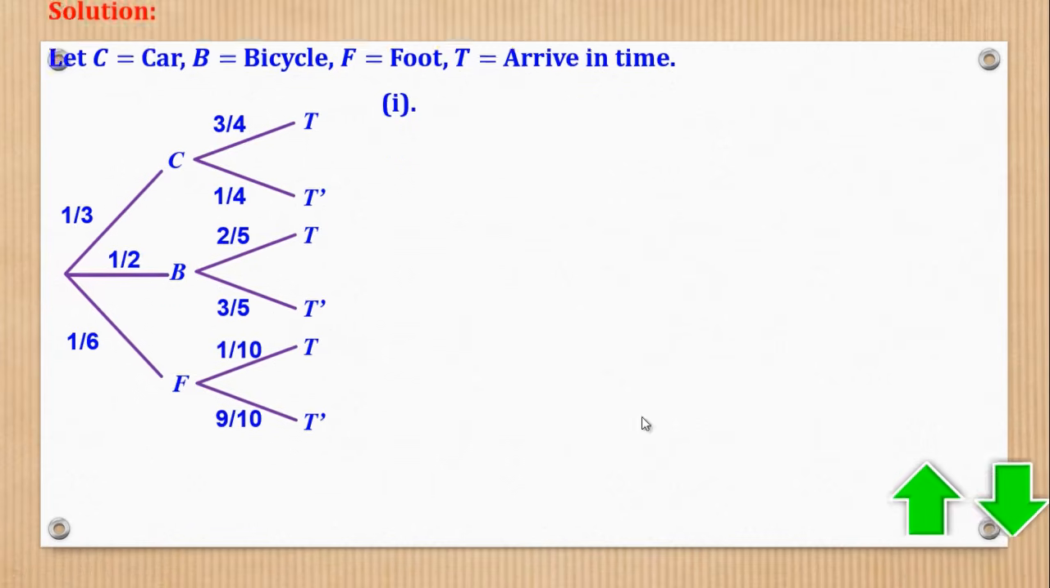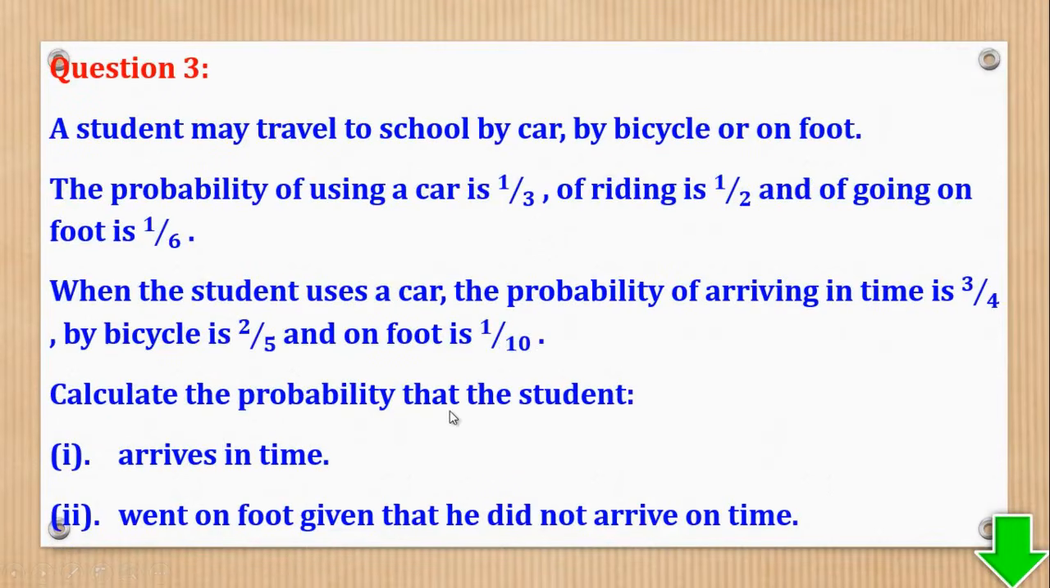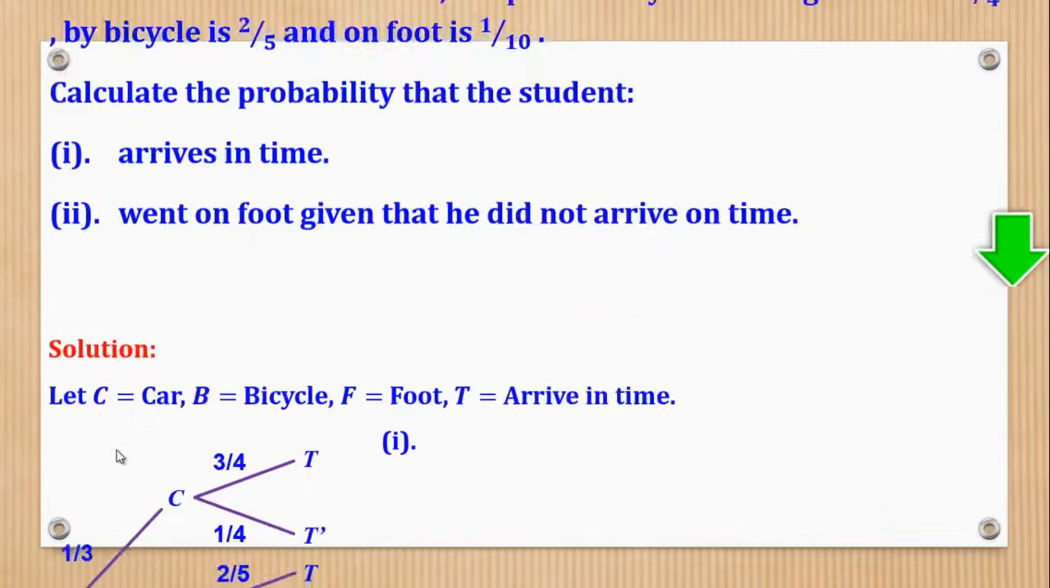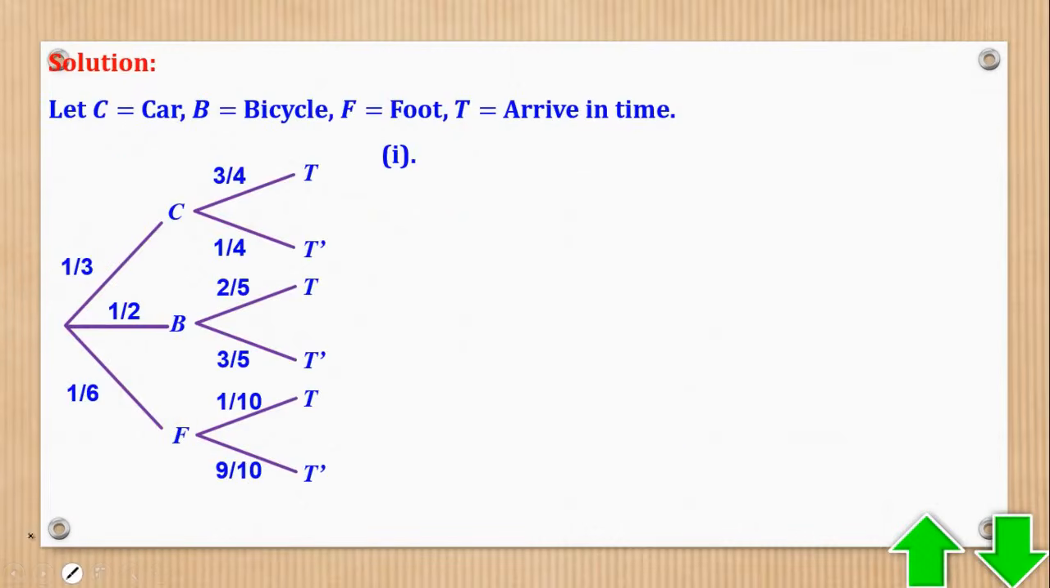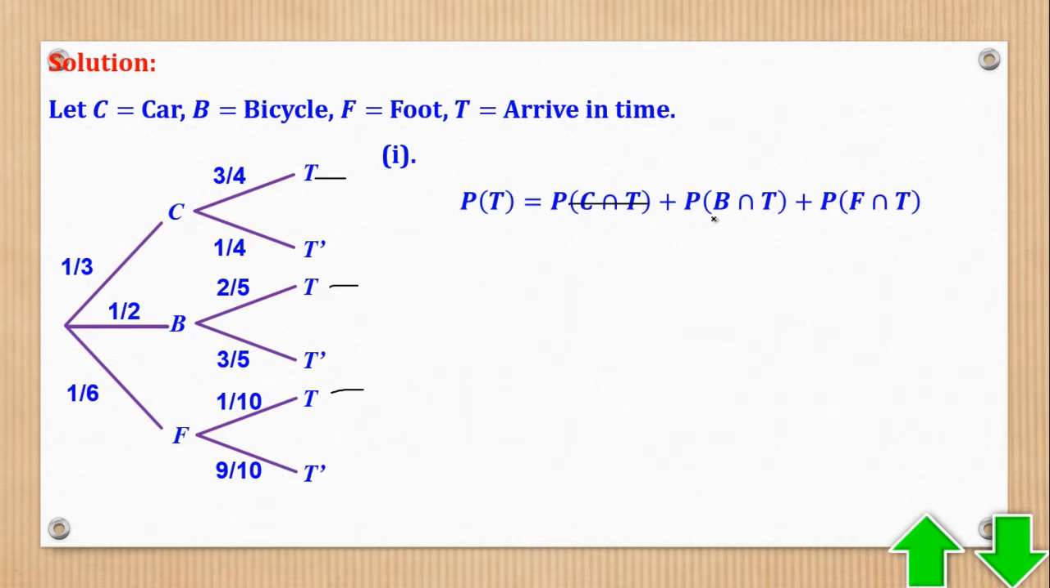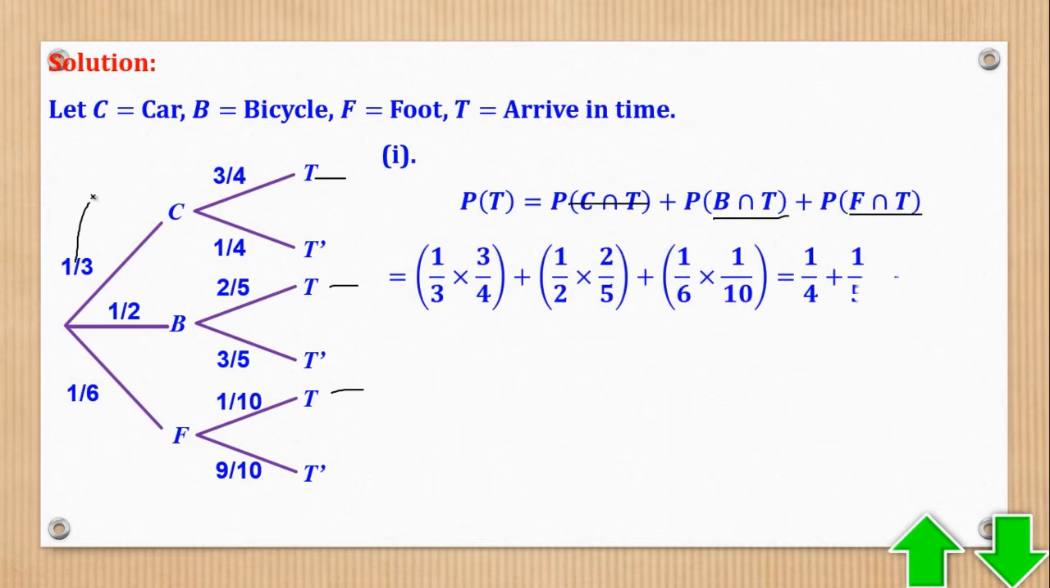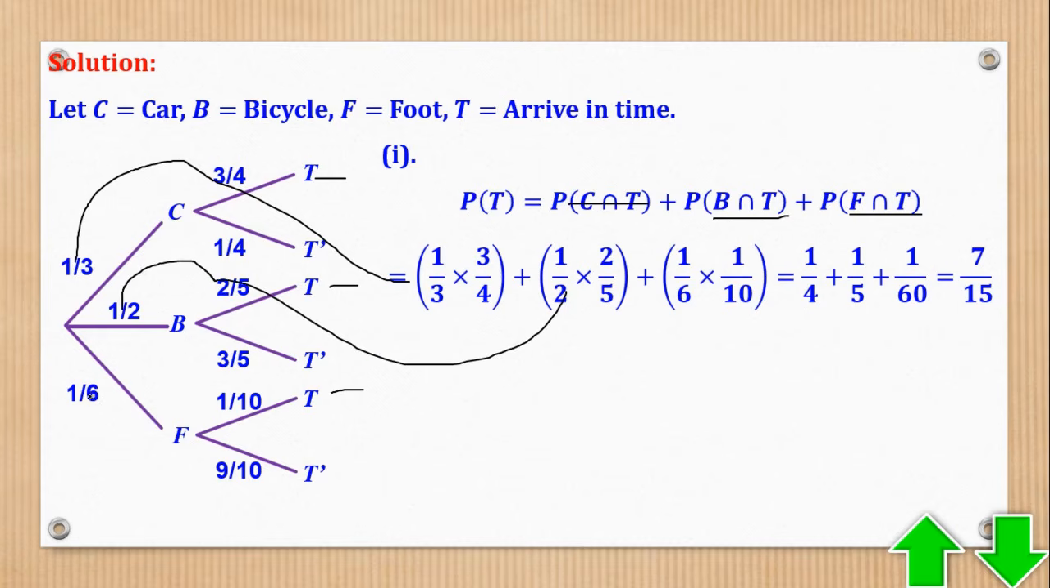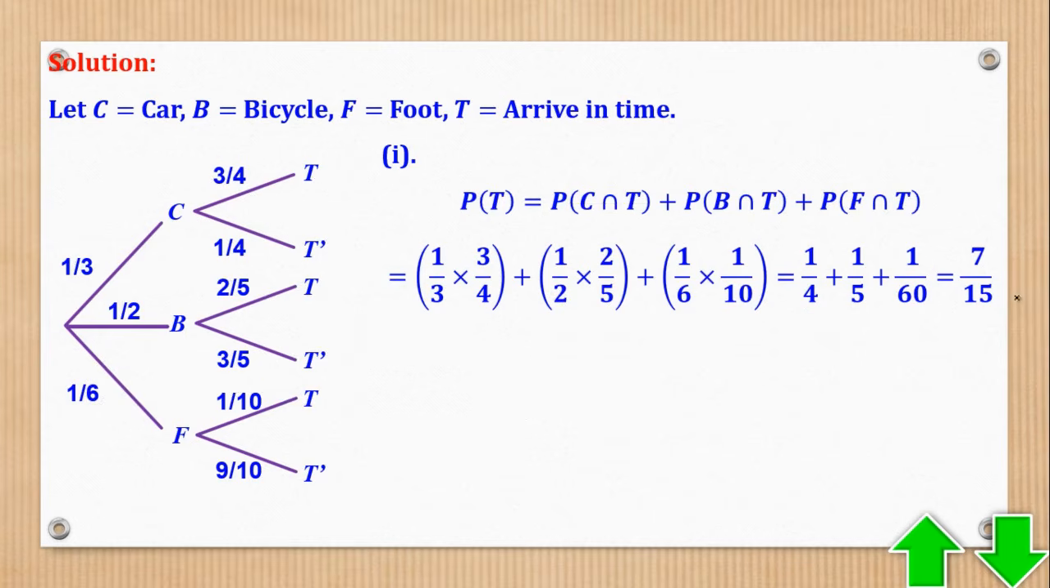Question 1 said: the probability that he arrives in time. So arriving in time, we have three options. There is this, this, and this. Therefore you write all of them: C intersection T, B intersection T, and F intersection T. For C intersection T we say this times this, which is the first bracket. For B intersection T it will be 1/2 times this, which is this. And for F intersection T we write this times this, which is here. In the end we come up with 7/15 as the probability.